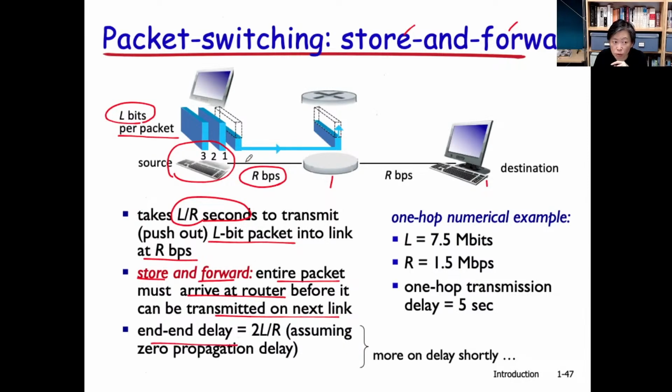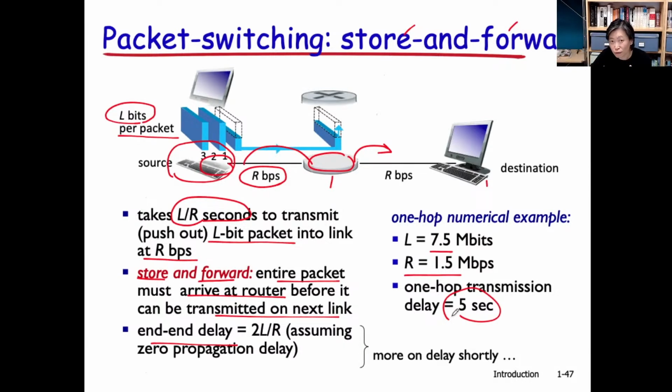The end-to-end delay will be what? One L divided by R for this hop, because to send it out requires L divided by R. This router receiving it waits until all is received, and then sends it out again. That's another L divided by R. So if L is 7.5 megabits and R is 1.5 megabits per second, each hop takes 5 seconds. Two hops, in this case, how long? 10 seconds. Three hops, the longer, the more hops you have, the longer the delay of sending the packets.